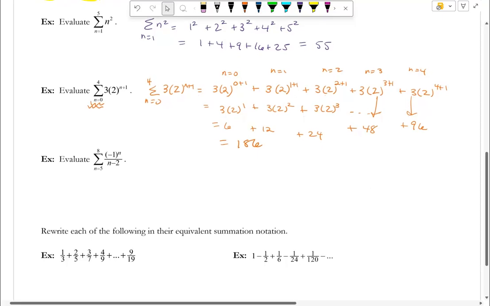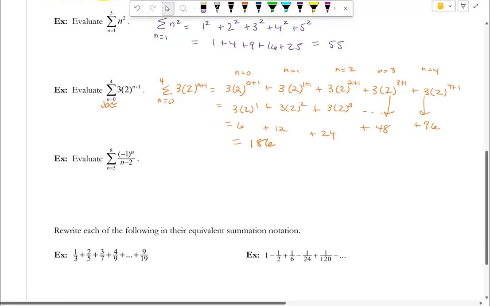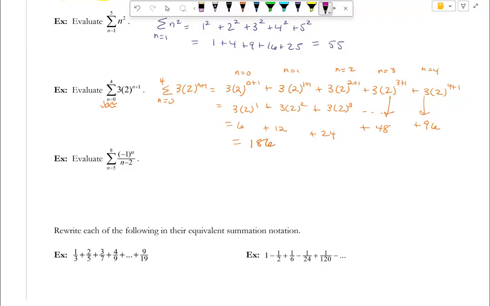All right, for this last example, you may want to pause the video, try this one on your own, and check it afterwards. Notice that we are starting where n is equal to 5. So when I calculate my sum, I'm going to start by plugging in a 5. So I've got negative 1 to the 5th power divided by 5 minus 2. I'm going to add to that negative 1 to the 6th power divided by 6 minus 2.